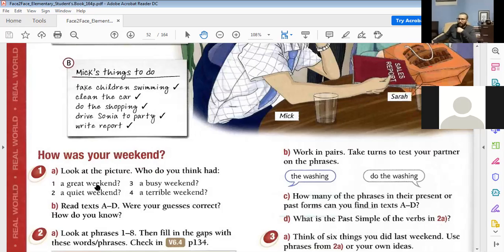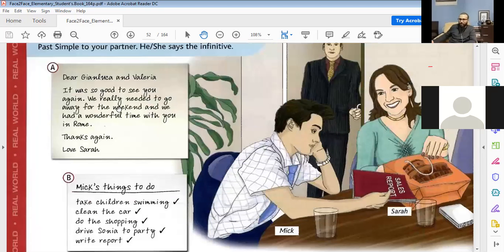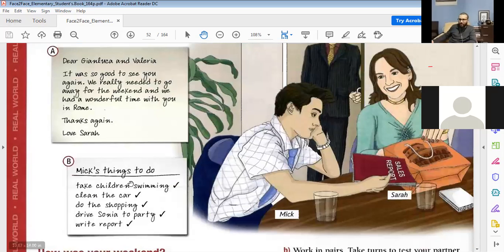So in this question, it says, look at the picture. Who do you think had a great weekend? Who had a quiet weekend? Who had a busy weekend? And who had a terrible weekend? But before we do the text part, let's just look at the photos first, just the photos.